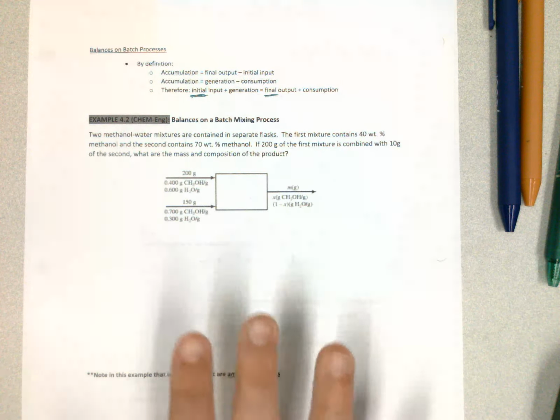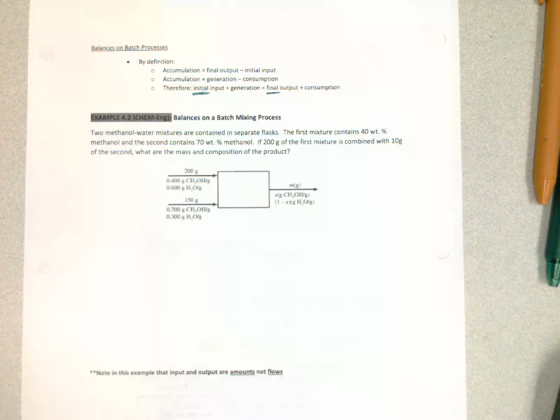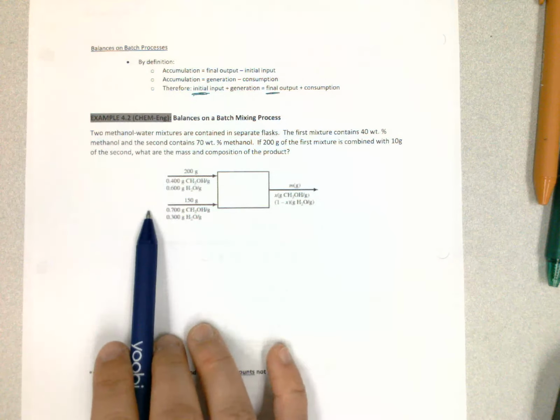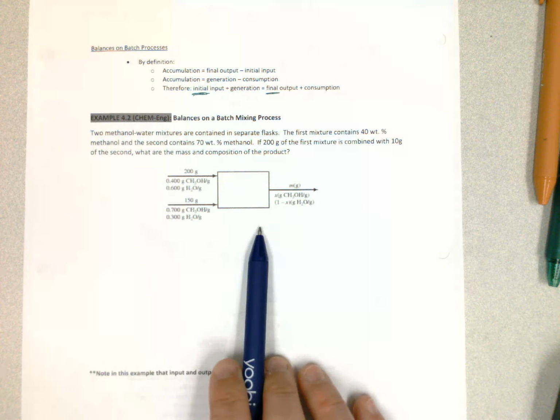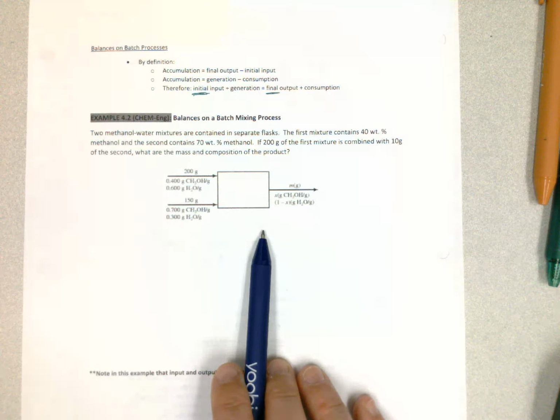Setting problems up is going to be the really big component of mass balances. It will basically make or break whether you can solve the problem, not necessarily the equation, but the problem itself. Because if you don't set the problem up correctly, there's going to be some trouble. So I want to read through the problem, show you what the flow diagram looks like, and then we'll talk about how we solve this.